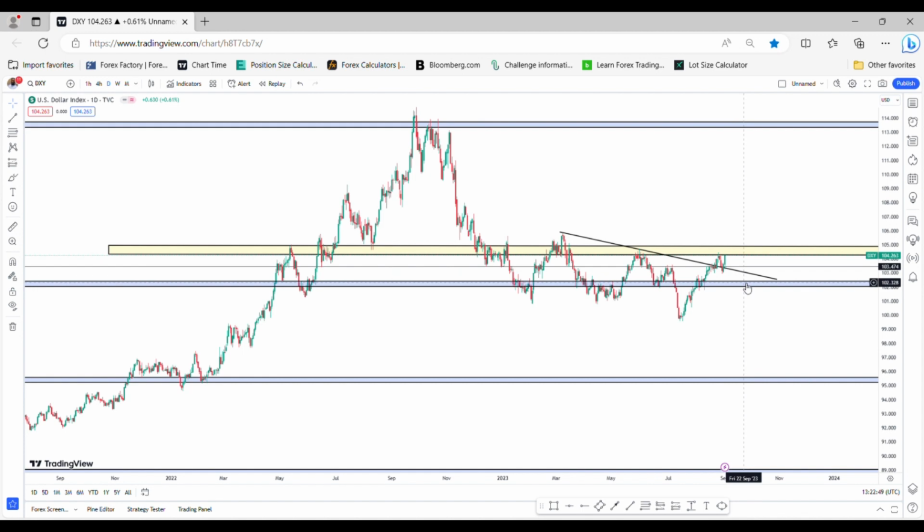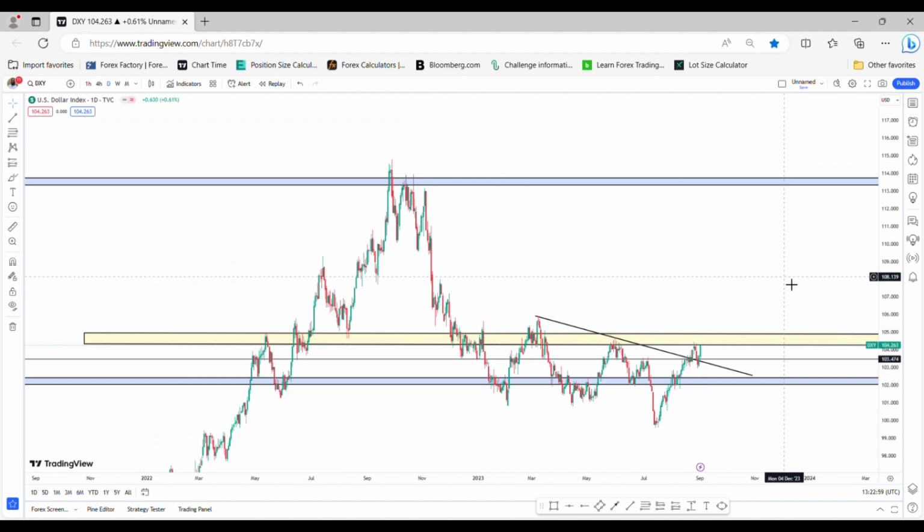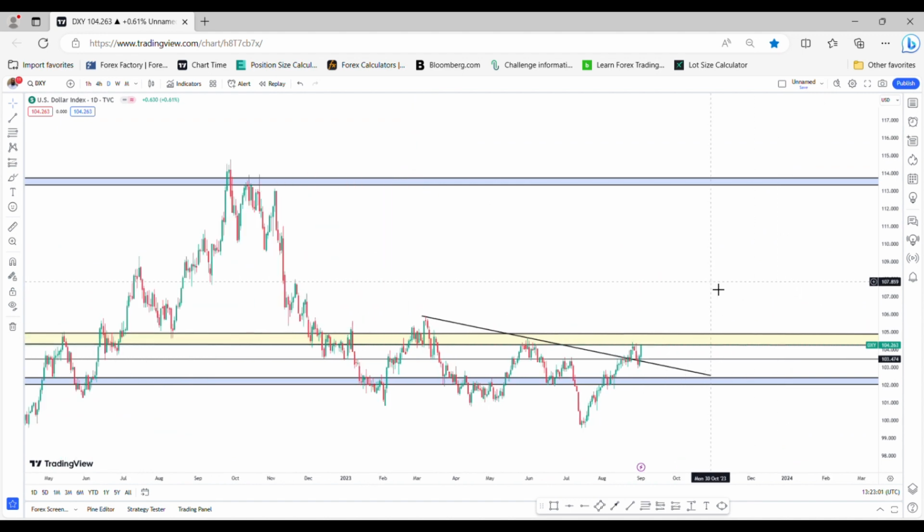Now, all this information that I've been able to gather just gives me in mind that long term, there is a higher probability that the dollar index would give us a bull run. I'll go over that again.